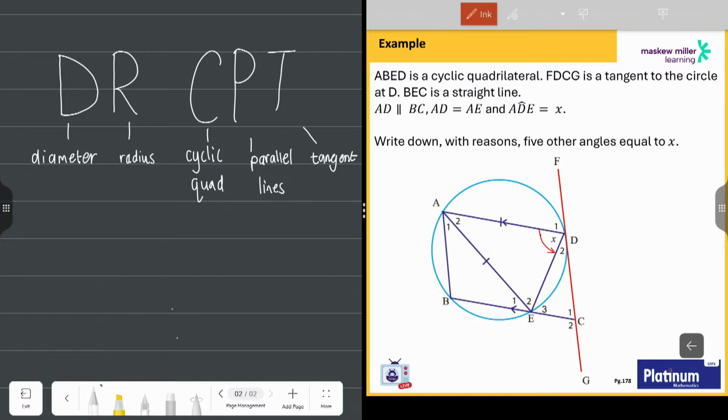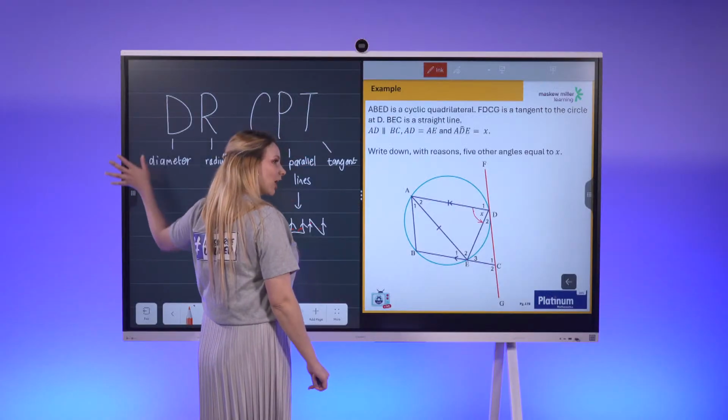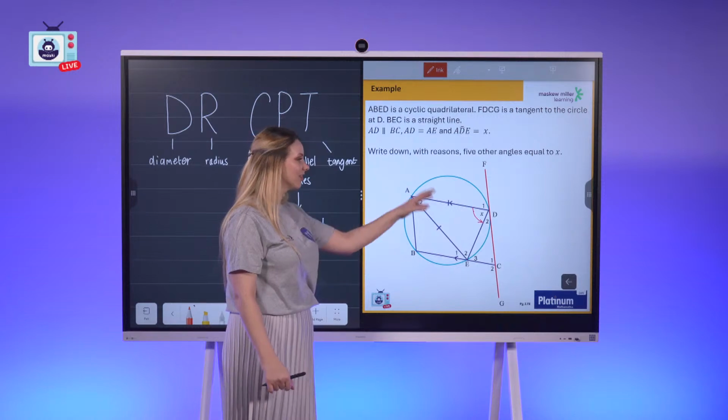So when we think of parallel lines, what do we think of? We think of fun angles, F, U, and N. Those are your corresponding, your co-interior, and your alternate angles. Right, so that is your fun angles. Let's look at our diagram again. So what we're going to do now is use Dr. Cape Town to help us analyze this diagram.